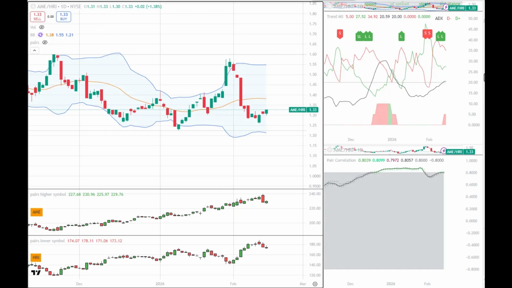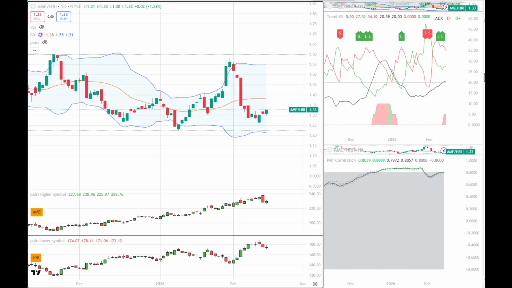Next, we examine the half-life. Half-life measures how quickly past deviations between the two stocks return to the mean. In this pair, the half-life is relatively short, which tells us that historically, when the spread expanded, it corrected within a reasonable time frame. That increases our confidence that the deviation is likely temporary rather than structural.